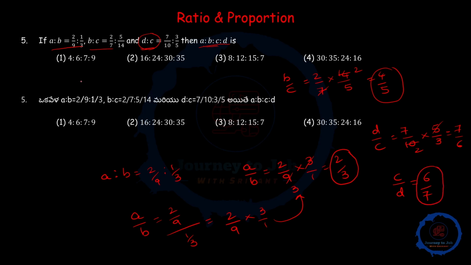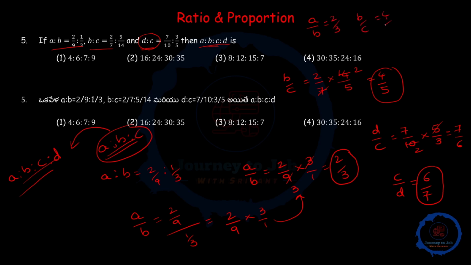Okay, now we are calculating a is to b is to c is to d. How to calculate a is to b is to c is to d? First of all, to calculate this you have to calculate a is to b is to c, then only you can calculate a is to b is to c is to d. First calculate a is to b is to c. So let's write here: a by b 2 by 3, b by c 4 by 5, c by d 6 by 7. Okay, the remaining thing we will erase.